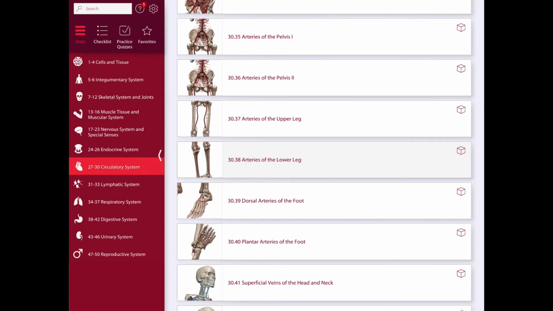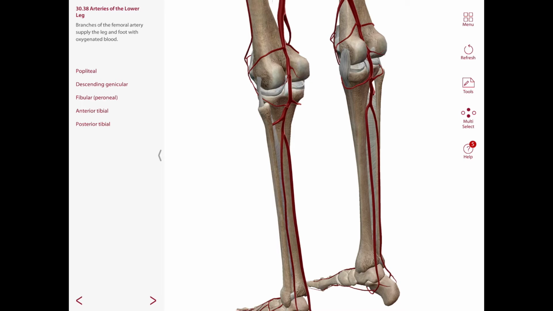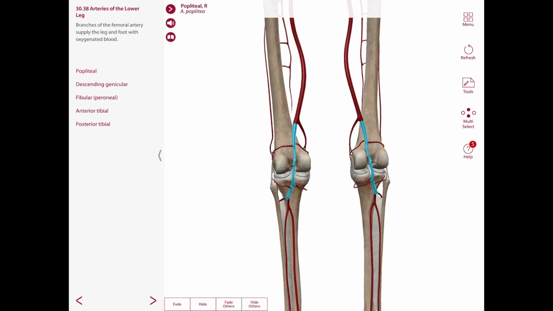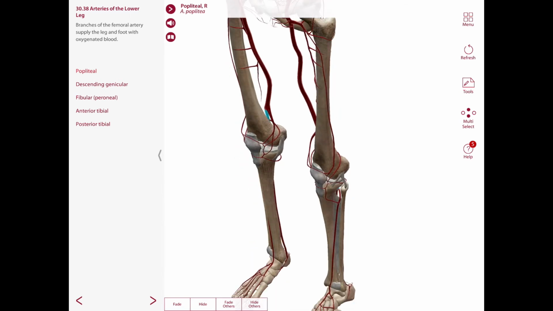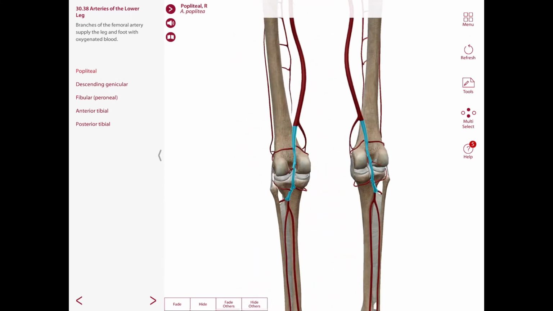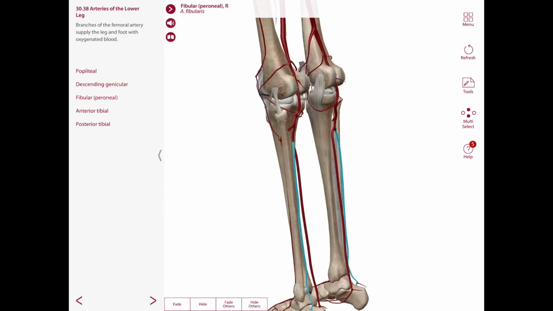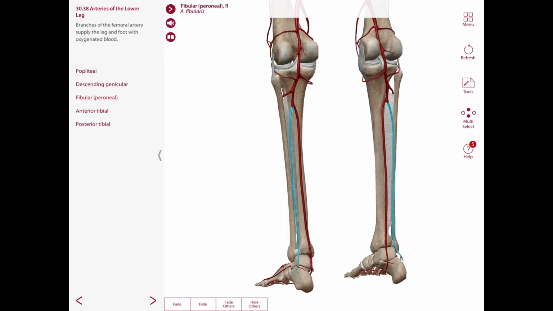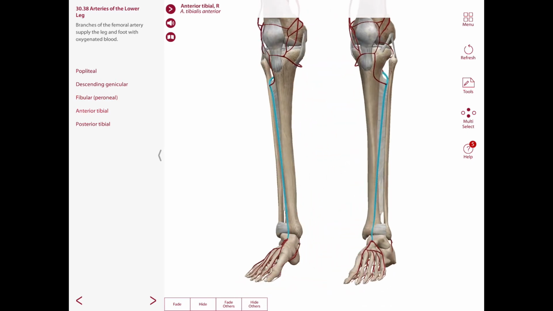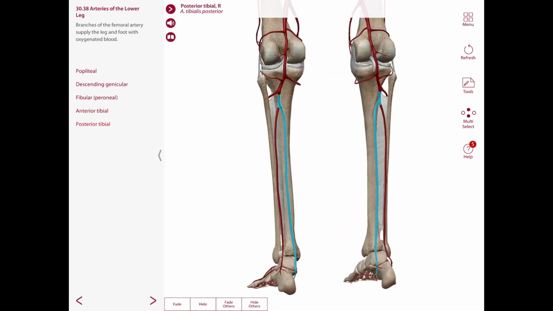Also in the lower extremity, continuing through that femoral, then it becomes the popliteal artery on the area of the knee posteriorly. So notice that it goes from anterior to posterior. We also have other branches such as the descending genicular. We also have the fibular or peroneal arteries, and anterior tibial artery, and of course posterior tibial artery.